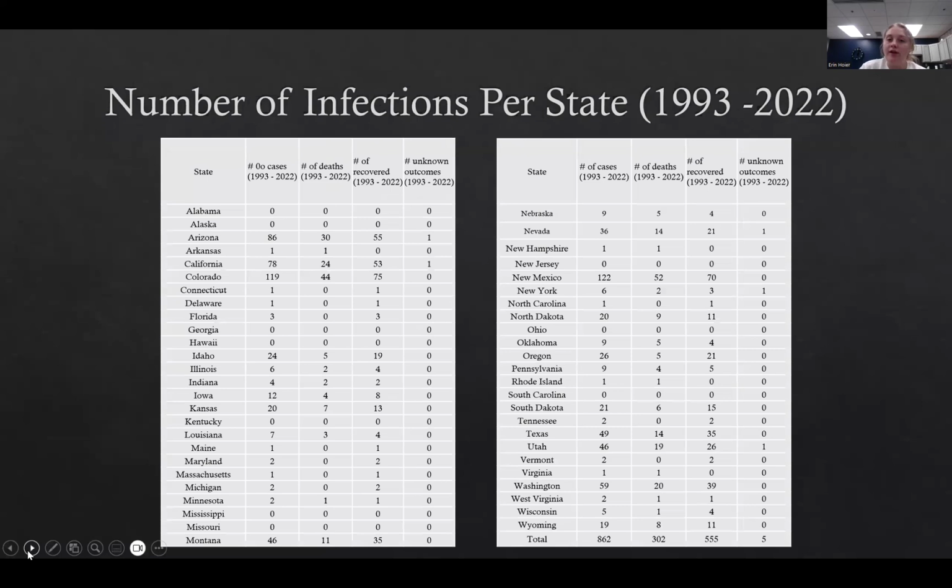And then here are a number of infections per state from 1993 to the most recent one in 2022. As you will see in all of the graphs in this presentation, I have the number of cases total, the number of deaths, number of recoveries, and the number of unknown outcomes for each year. I decided to focus on the number of cases alone for the exponential equation and the differential equation because I feel like this is the most important aspect in epidemiology. Although number of deaths and recovered from an illness is important, tracking outbreak numbers is essentially what I decided to focus on in this presentation.